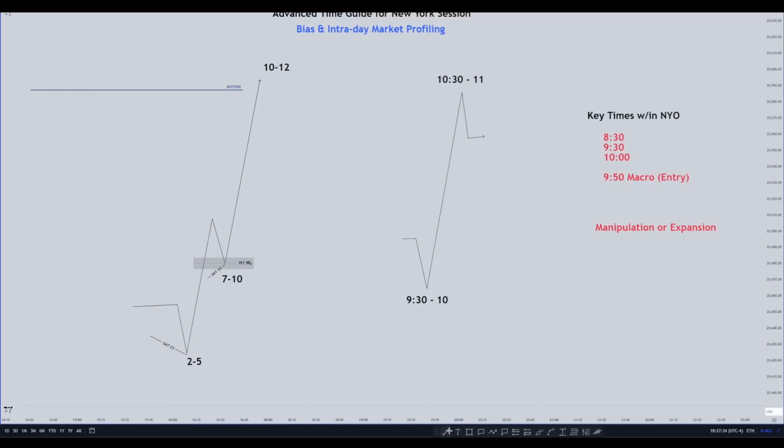So we had SMT. We got a clear market structure shift. And our draw on liquidity is yet to be hit, as well as our draw on time is yet to be hit. So we're likely to see New York Open is going to expand, if there is no news, right? Say there's no news on this day. What time is going to be the volatility injection? Well, I would assume it's going to be 9:30, right? That's the only key time within the New York session that we have a volatility injection.